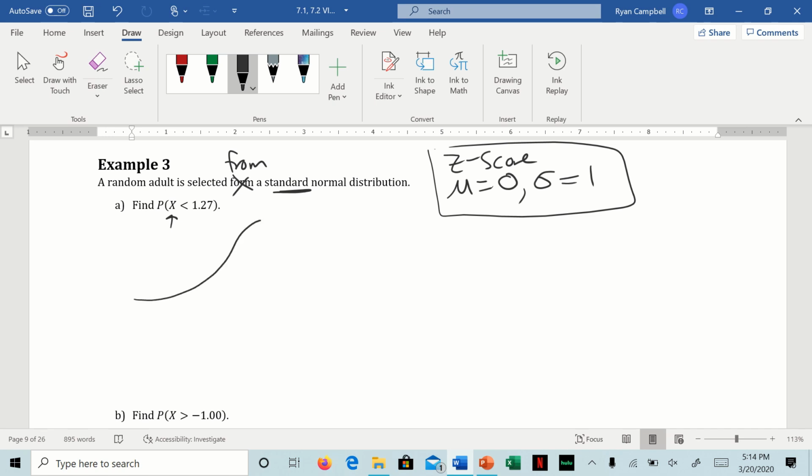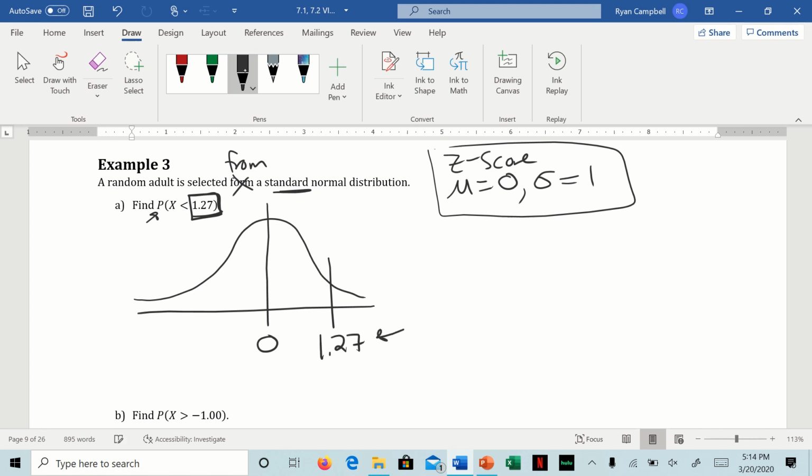So first, let's draw our graph. We said the mean goes in the center. So for standard normal, we know the mean is 0. So step 1, where's our value? This is our value right here, 1.27, right? We want to find the probability. So 1.27 is going to be to the right, and it goes down here because that's what the data value is, down there.